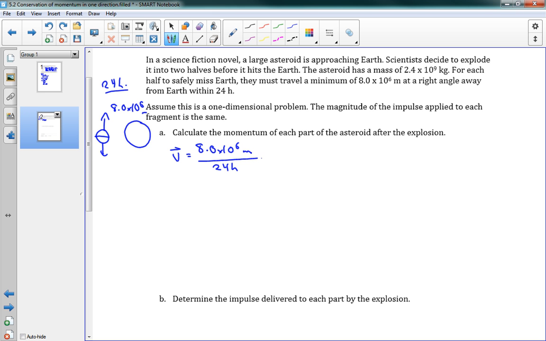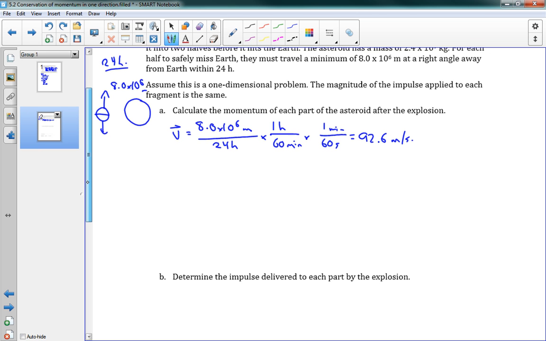And to get those in good units, we can say 1 hour is equal to 60 minutes. And then we can do that again. We can say 1 minute is equal to 60 seconds. And this gives us 92.6 meters per second. Good. So that's our speed.